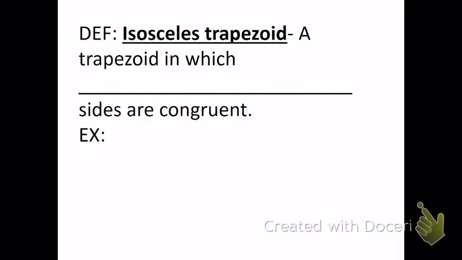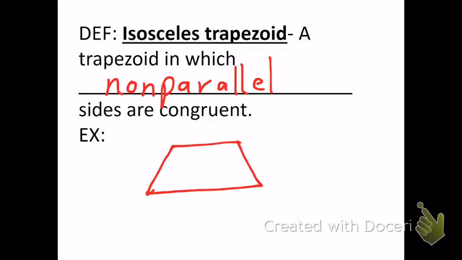Okay, the next term, isosceles trapezoid, is a trapezoid in which the non-parallel sides are congruent. Looks like that. So the non-parallel sides are the same length. Isosceles trapezoid.